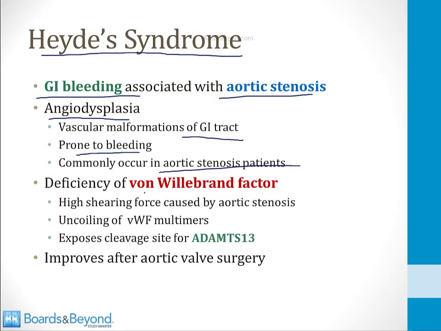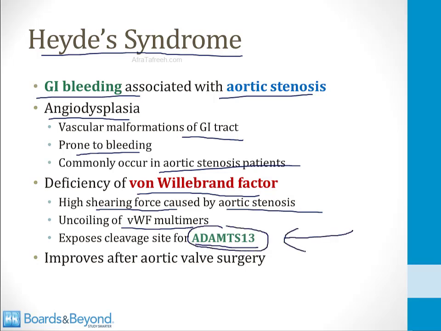The other component is a deficiency of von Willebrand factor. This occurs because there are high shearing forces caused by aortic stenosis. As blood flows past that tight valve, there is uncoiling of the multimers of von Willebrand factor. This exposes the cleavage sites for ADAMTS13. So I told you that TTP is caused by a deficient activity level of ADAMTS13. In Hyde syndrome, you have overactivity of ADAMTS13. It's breaking down von Willebrand factor multimers and causing von Willebrand factor to be less efficient. So this also leads to the GI bleeding that is seen in patients with aortic stenosis.